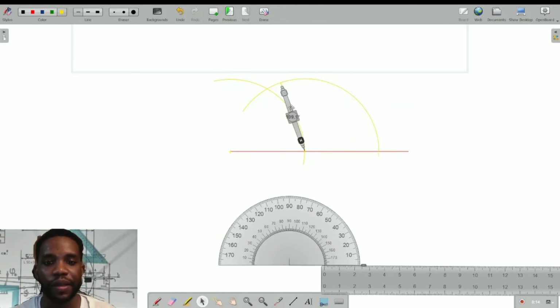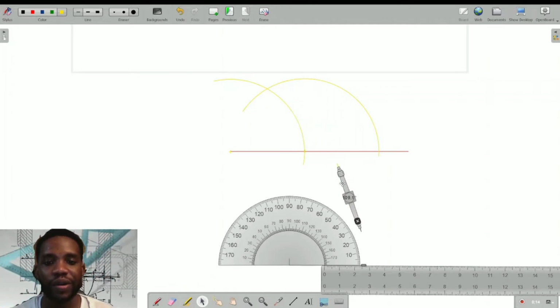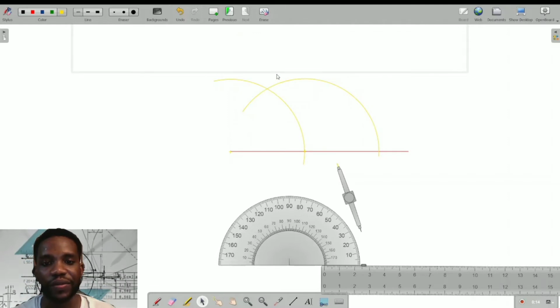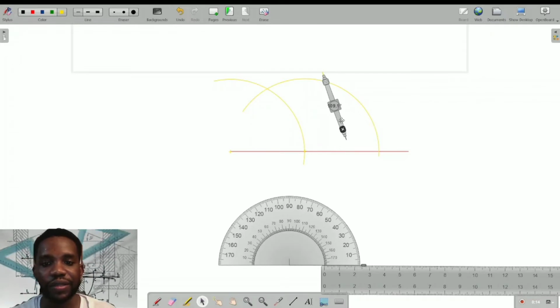Very good. Now, why did I swing that arc all the way around there? I'm going to be bisecting the angle. Notice if I draw this line right now, I'm going to end up with a 60 degree. But I don't want a 60 degree. I want a 30 degree, which is a half. So what am I going to do? I'm going to put this compass point right here.